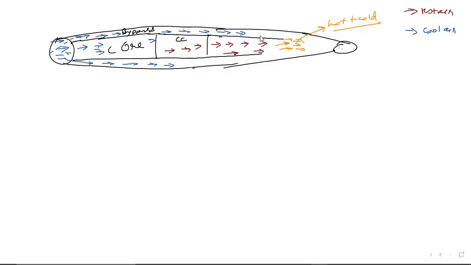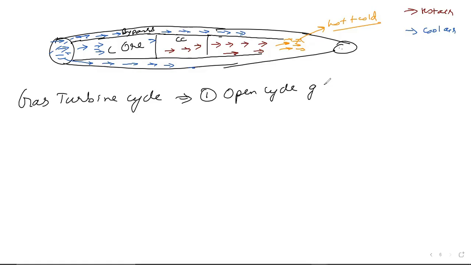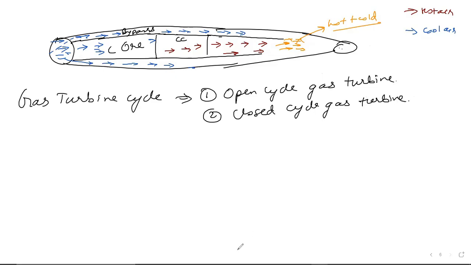Now two types of cycle are there. Gas turbine cycle is of two types. One is basically known as the open cycle gas turbine. Like whatever we are seeing, this is an open cycle gas turbine. Here this is open, this is also open. Then there is the closed cycle gas turbine. A closed cycle gas turbine is basically used in industrial plants. So open cycle means open.